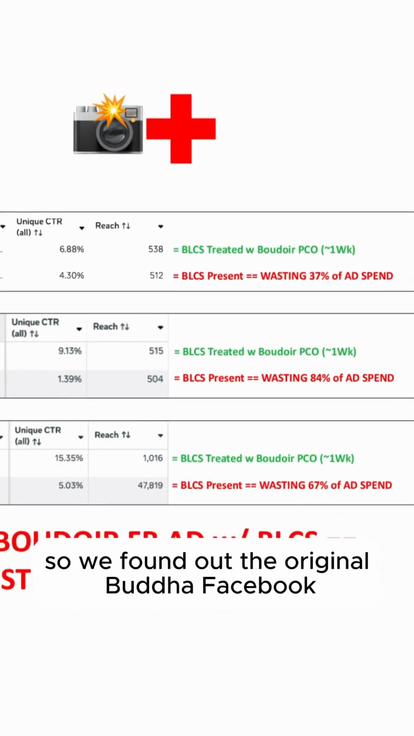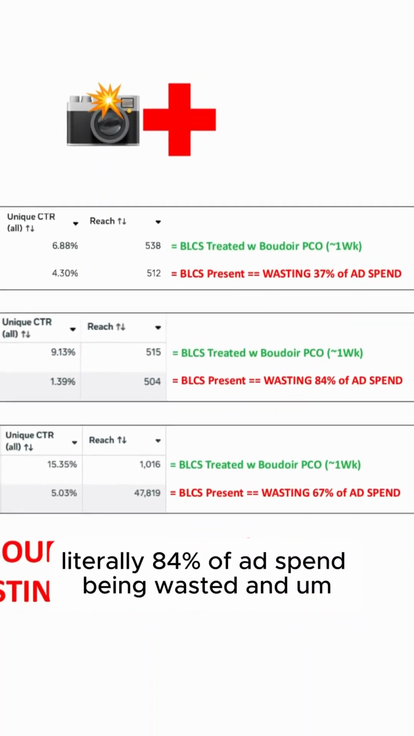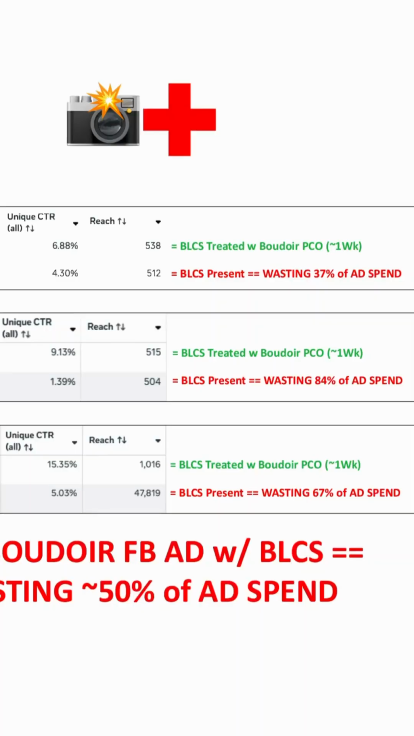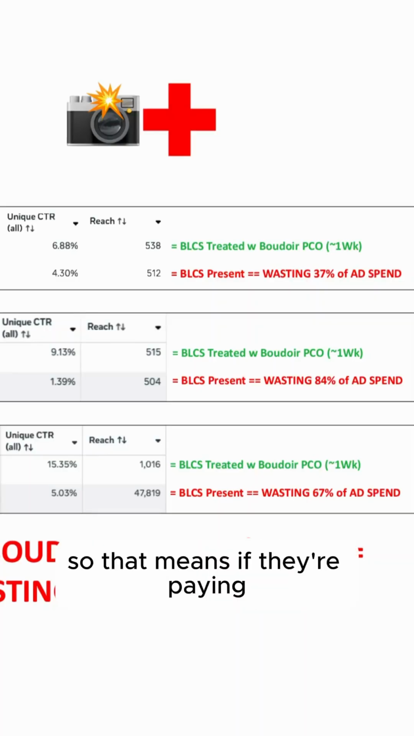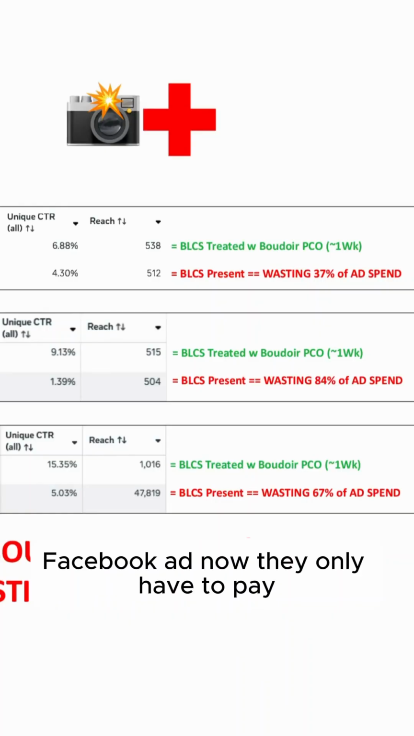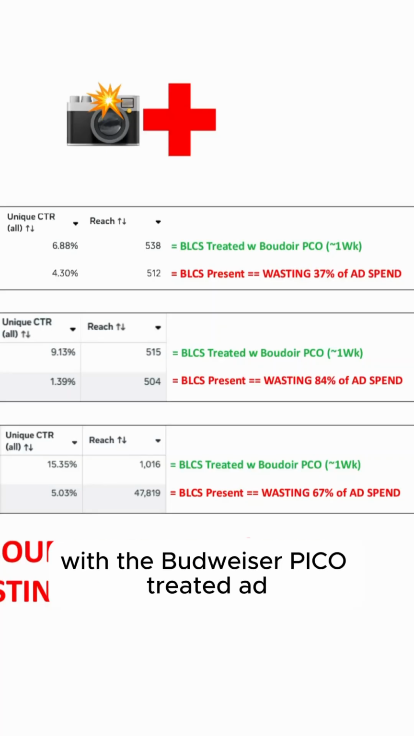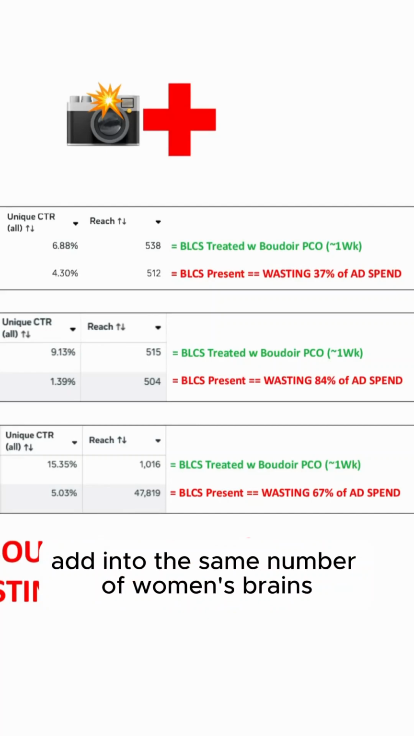So we found out the original boudoir Facebook ad was actually wasting 84% of ad spend, literally 84% of ad spend being wasted. And so that means if they're paying 10 grand a month on the original boudoir Facebook ad, now they only have to spend 1.6 grand a month with the boudoir Pico treated ad to get their ad into the same number of women's brains.